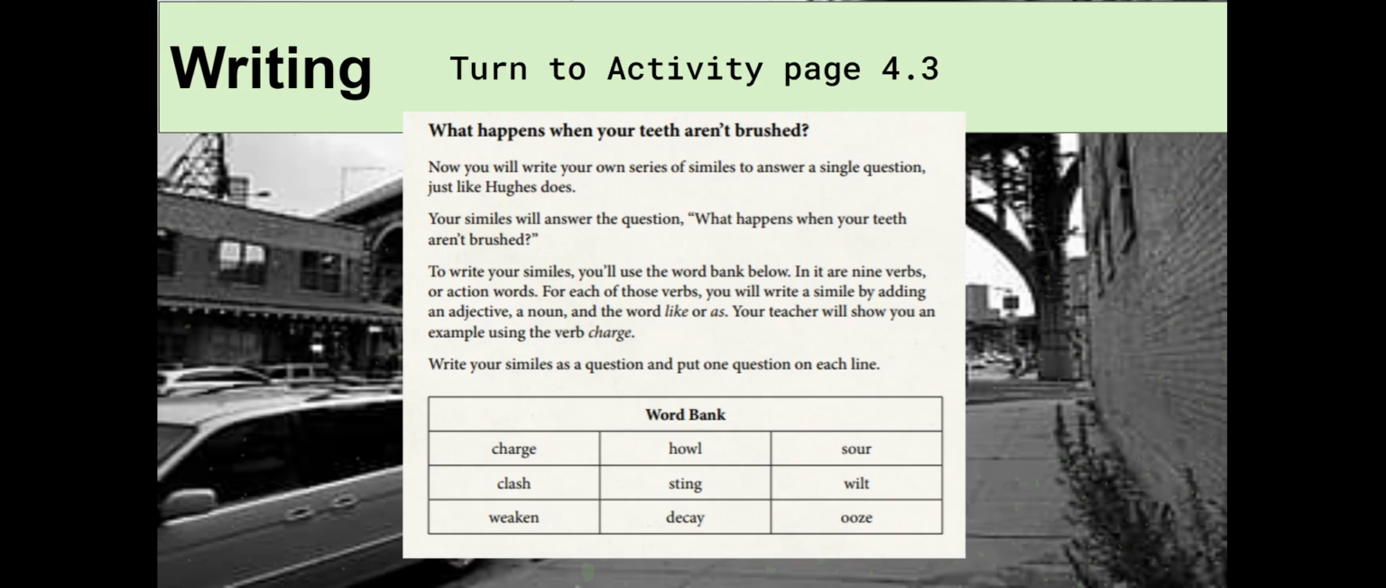But what you're going to do is write your own similes. You're going to use the word bank, and in there are 9 verbs or action words. For each of these verbs, you will write a simile by adding an adjective, a noun, and the word like or as. I'm going to show you an example using the verb charge. Let's take a look at the rest of the word bank. So the first one is charge. Going down the column is clash, then weaken. In the middle column is howl, sting, decay. And then the last column is sour, wilt, and ooze.